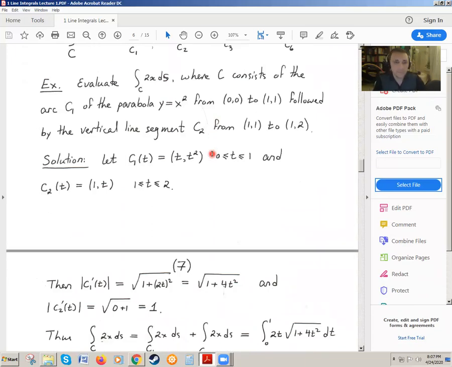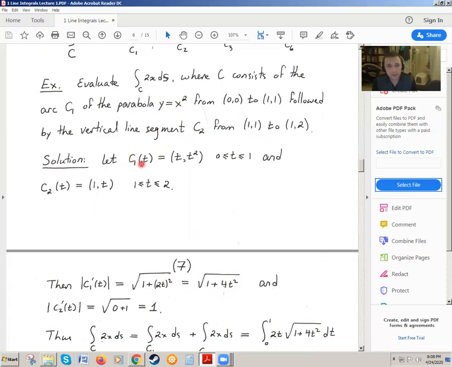So here is an example. We want to evaluate the integral of 2x ds over the curve C, where C consists of two pieces. The first piece is the parabola y equals x squared from the point (0, 0) to the point (1, 1), followed by the vertical line segment from (1, 1) to (1, 2). It's convenient to describe this curve separately from that curve. They have different formulas, which is convenient for integration.